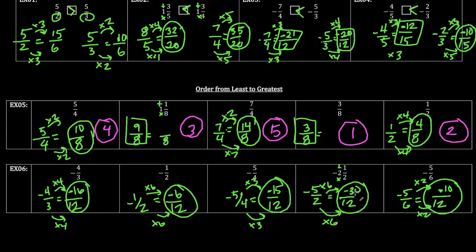All right, remember the biggest negative number has the least value. This is the largest negative number, or it has the largest negative value, so it's the number with the least value. So negative 30, negative 16. I'm gonna write this in a different color again. Negative 30, negative 16, negative 15, negative 10, negative 6 twelfths. That's it. Thank you.